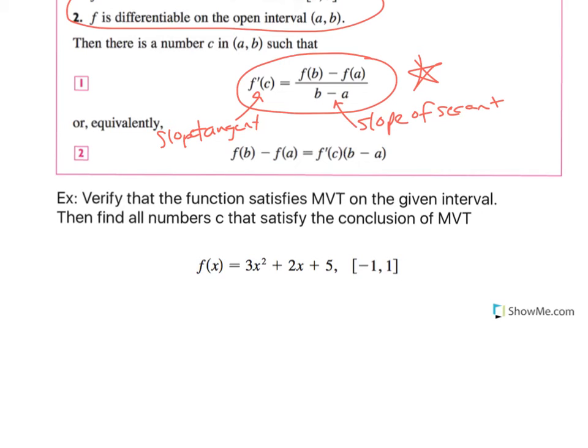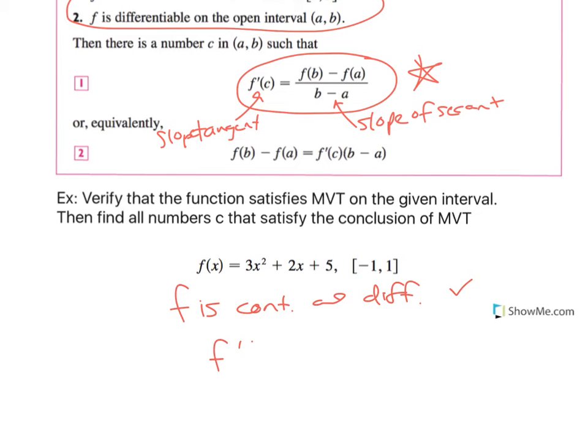So if we take a look at this example below, it says verify the function satisfies MVT, and then find those values. So again, we have to state that f is continuous and differentiable. And again, it's a statement. Done, check. It's a polynomial. And so right away, we're taking the derivative.